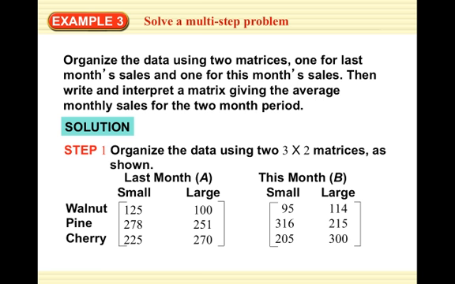So you look at your table and go, okay, for last month, the small rack sales were 125, 278, 225. So you fill those in the appropriate spot in the first column. And then you get the same information about the large racks. So there were 100 walnut, 251 pine, and 270 cherry. So that fills in our last month matrix. For this month, we go back and look for the same information. For the small racks, it's 95 walnut, 316 pine, 205 cherry. And then for large, there's 114 walnut, 215 pine, and 300 cherry.